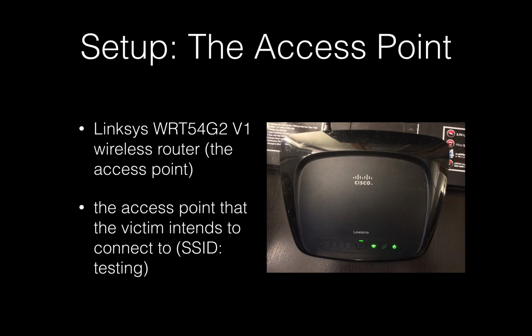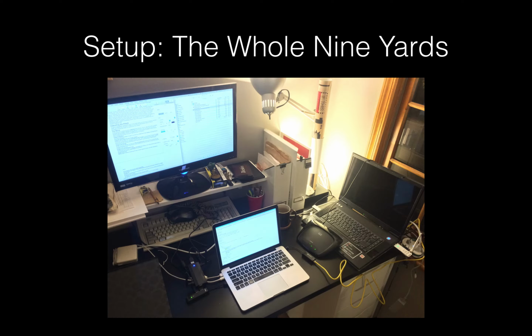Finally, we have the access point itself. It's a Linksys WRT54G2 version 1 wireless router. Now, this guy will be running a WPA protected network. The SSID will be testing, just to avoid any confusion.